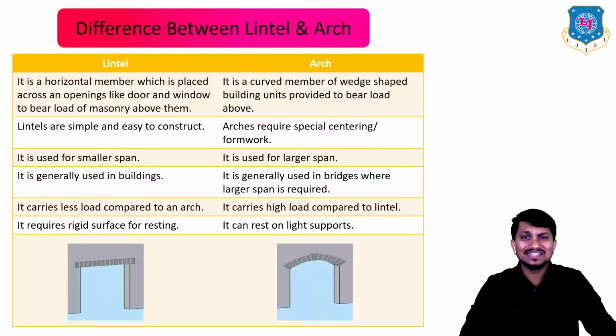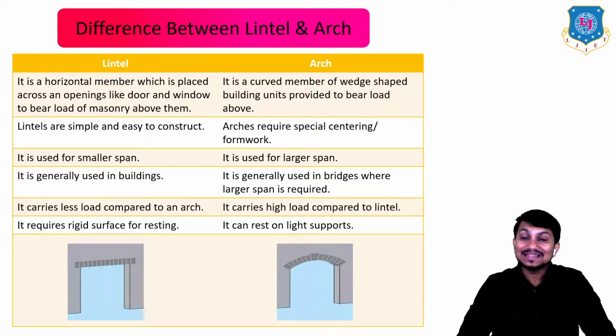Now let's see what is the difference between lintel and arch. A lintel is a horizontal member which is placed across an opening like a door and window to bear or to resist the load of the masonry above them, while the arch is a curved member of wedge-shaped building units provided to bear loads above. So this is the main difference between lintel and arch.